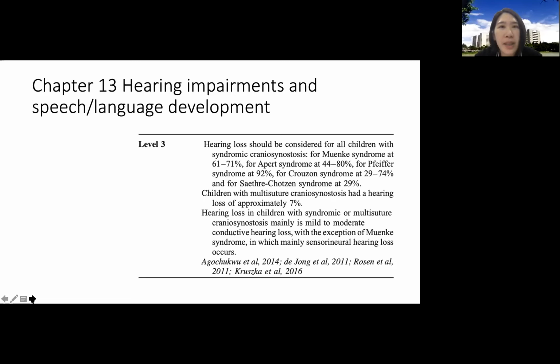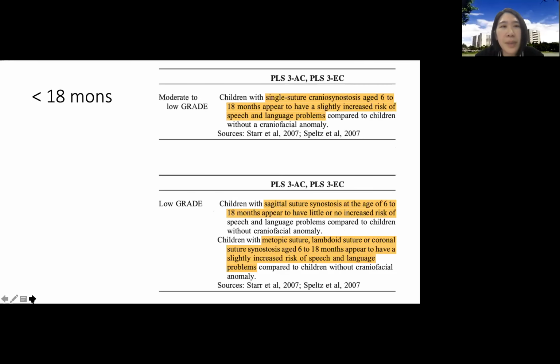Chapter 13 is talking about the hearing impairments and speech and language development. About the hearing loss, it occurs almost only in syndromic patients, so I'm going to skip this part. For the speech and language, what about the study? You can find that single suture craniosynostosis at age 6 to 18 months appear to have a slightly increased risk of speech and language problems compared to those patients without craniofacial anomalies.